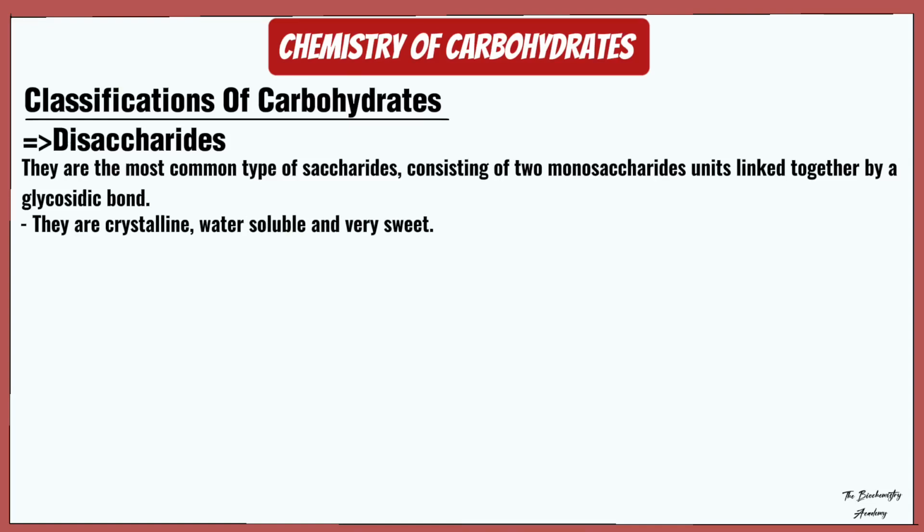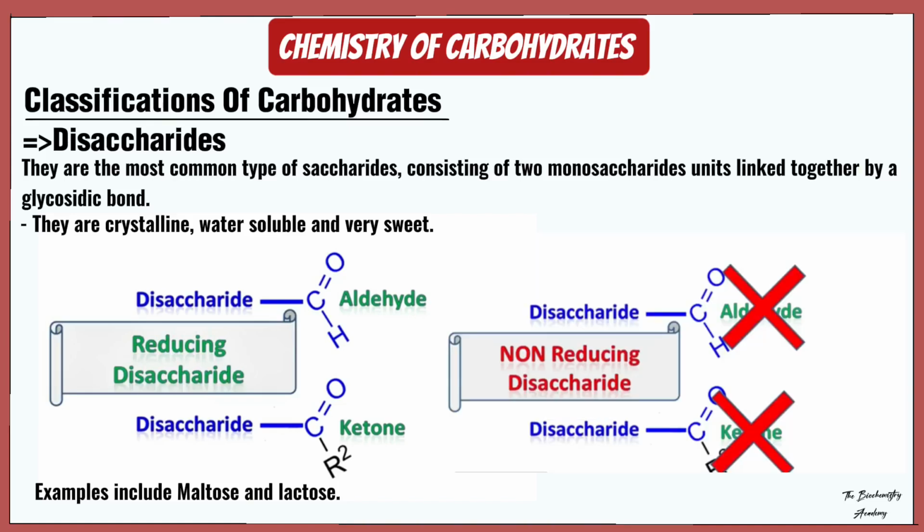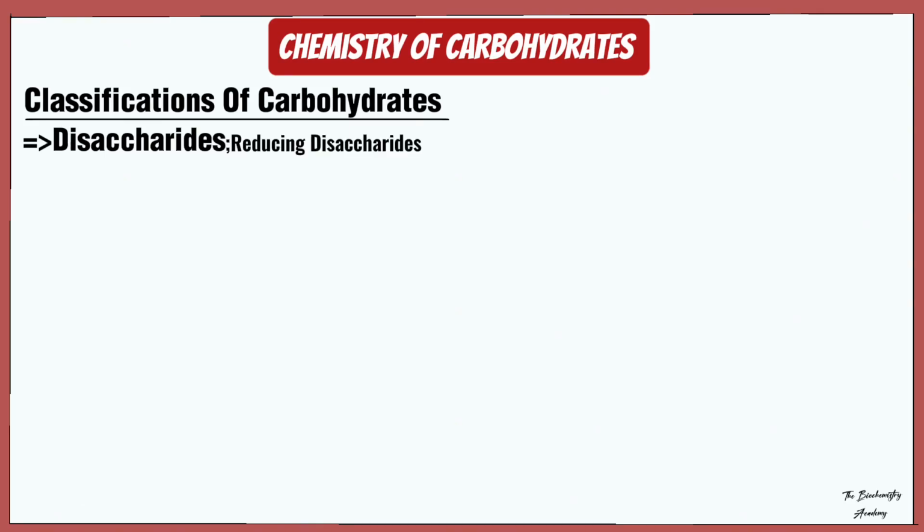Disaccharides that have a free aldehyde or ketone group are known as reducing disaccharides. Examples of this are maltose and lactose. And if it doesn't have the aldehyde or the ketone group, it is known as a non-reducing disaccharide. An example of such is sucrose. Now let us look at the reducing disaccharides first, starting with maltose.